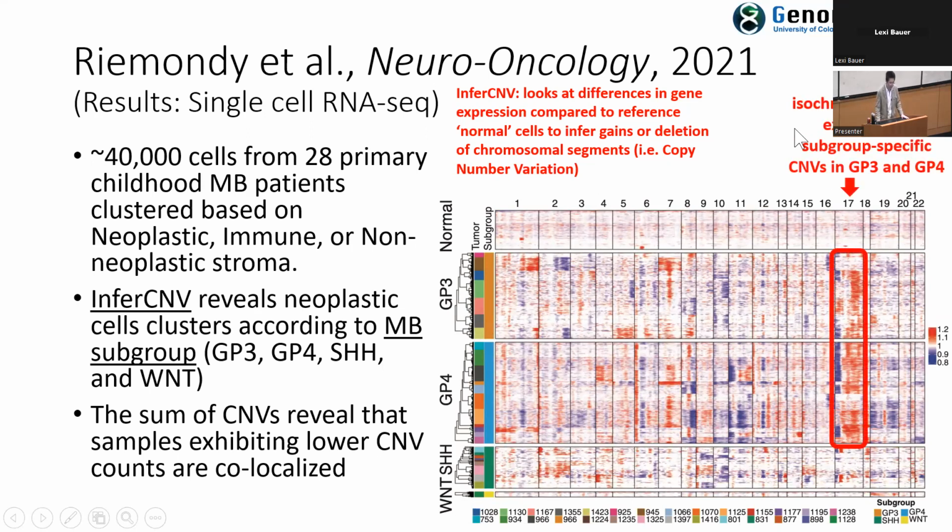GP4 population, this isochromosome 17q is exhibiting MB subgroup specific CNVs in GP3 and GP4. So there it is. For chromosome 17, on the front end of things there's a lot of deletion going on, and toward the middle to the tail end there's a lot of duplication going on, and that seems to be characteristic of GP3 and GP4 subpopulations. And that's great. They can figure that out using InferCNV, not just from a UMAP, but from this. So that's really interesting stuff.